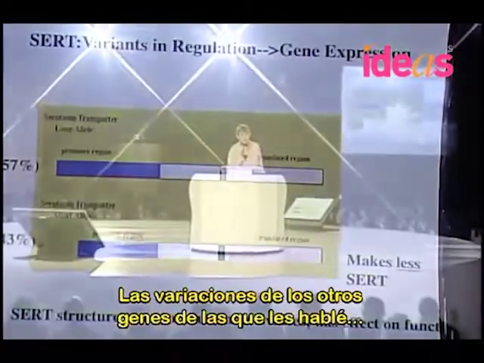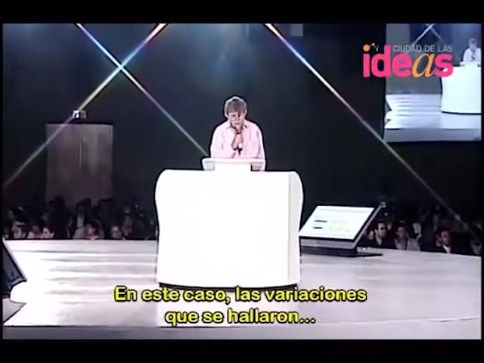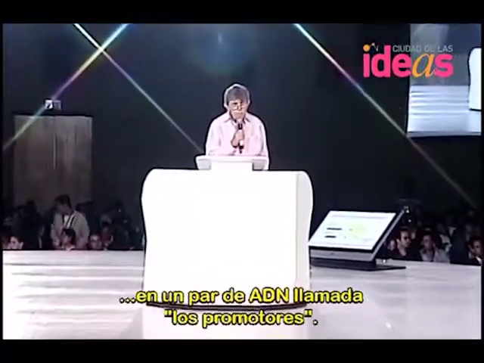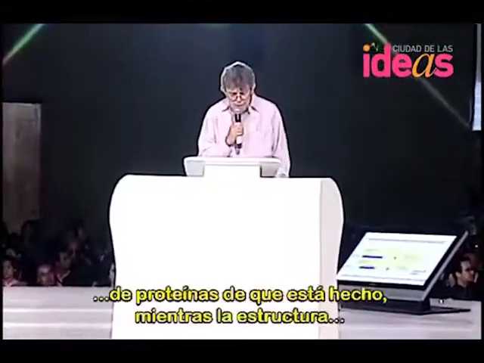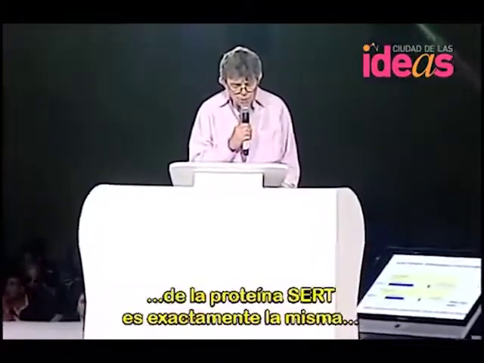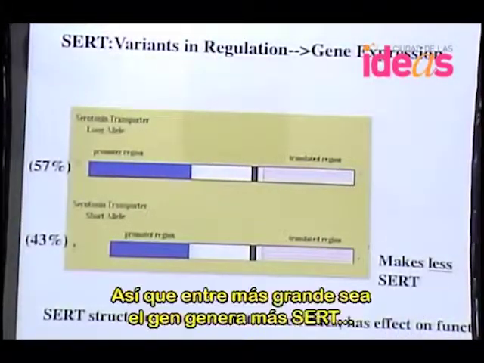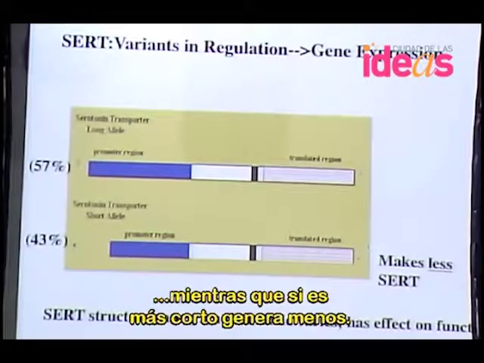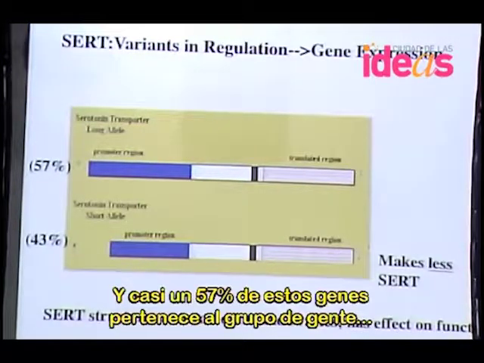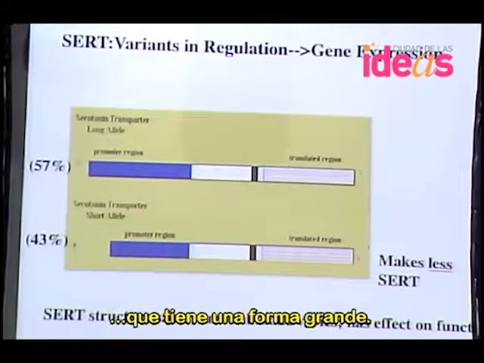Now, the variations of the other gene I told you about, the SERT gene, are of a very different kind. In this case, the variations are found in the part of the DNA called the promoter, the part of the gene that controls the amount of the protein that is made, while the structure of the SERT protein is exactly the same in both gene forms. So the long form of the gene makes more SERT, while the short form makes less SERT. And about 57% of the genes in a typical group of people, like the people in this room, are the long form.